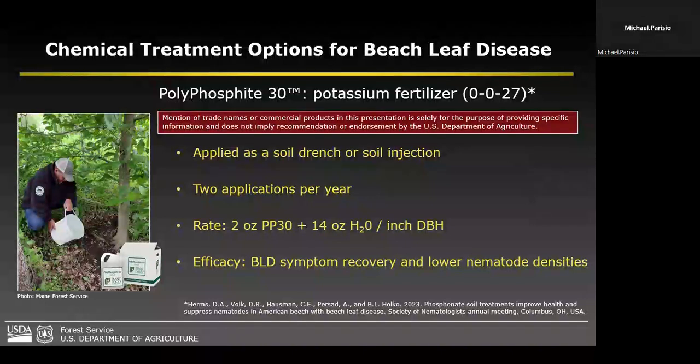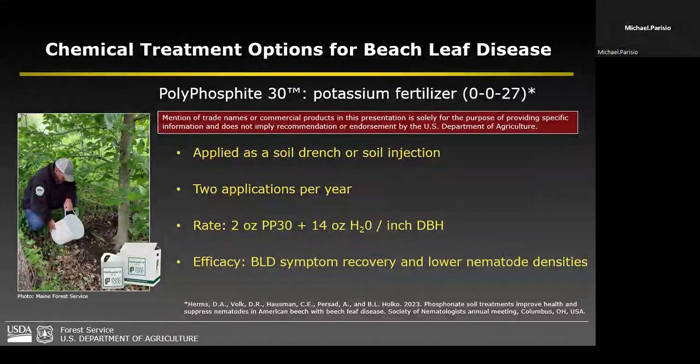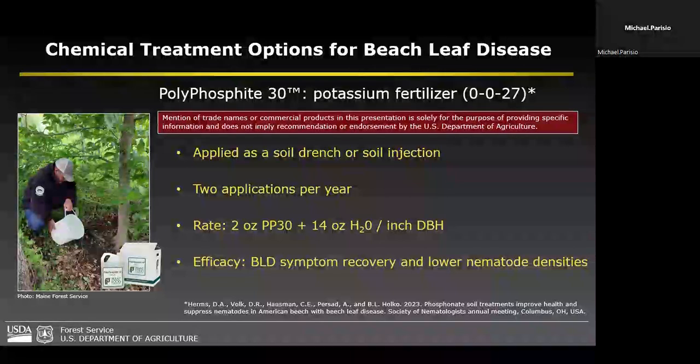There's not a ton of options out there right now. The one you'll see marketed by arborists is actually this potassium fertilizer. It contains a phosphite molecule that seems to be an inhibitor for nematodes. It actually does cause some symptom recovery and lower number of nematode densities in the buds. So this is promising stuff.